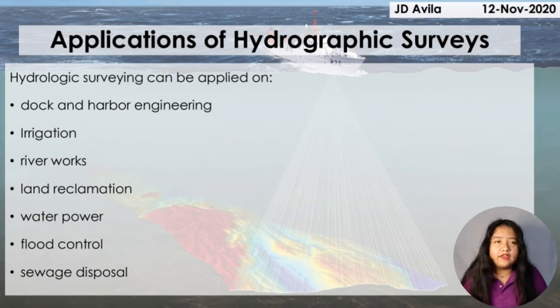And another one is the water power or the hydropower. Water power or the hydropower is the power derived from the energy of falling or fast-running water. And this hydropower or water power is very useful. And one example of its usefulness is the hydroelectric power. Hydrographic surveying is also applied in flood control. So flood control is a method used to reduce or prevent the detrimental effects of flood waters.